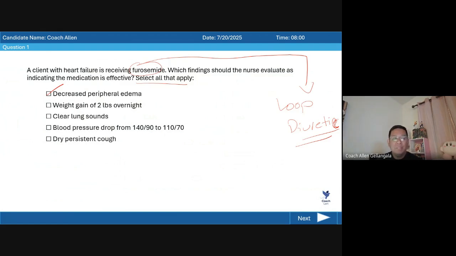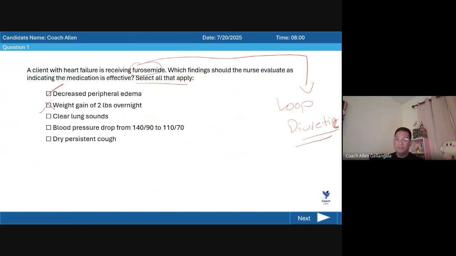Now, weight gain of 2 pounds overnight. Again, furosemide releases water. So if you had an increase of 2 pounds, or from the Philippines perspective, an increase of 1 kilogram in weight, while on furosemide, essentially furosemide is not working. That is actually an indication of water retention. Any excessive increase in the overall weight within the next 24 to 48 hours could be an indication of water retention. So number two, or letter B, is not included.